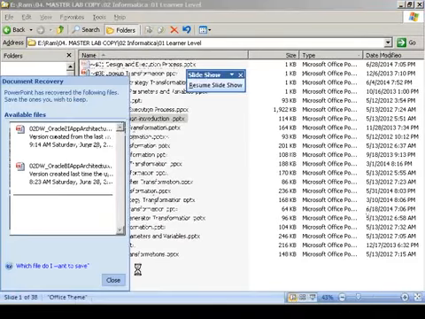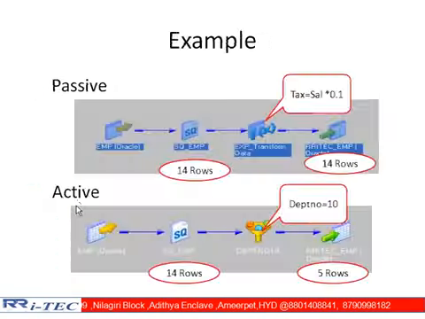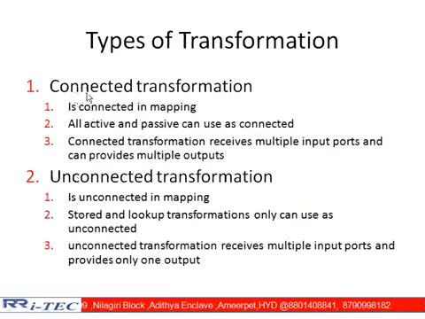One slide is available here. Introduction about the transformations. Transformations are nothing but converting one form of data into another form. Now these transformations have 4 properties. One property is called passive. Second is called active. Third is called connected. Fourth is called unconnected.